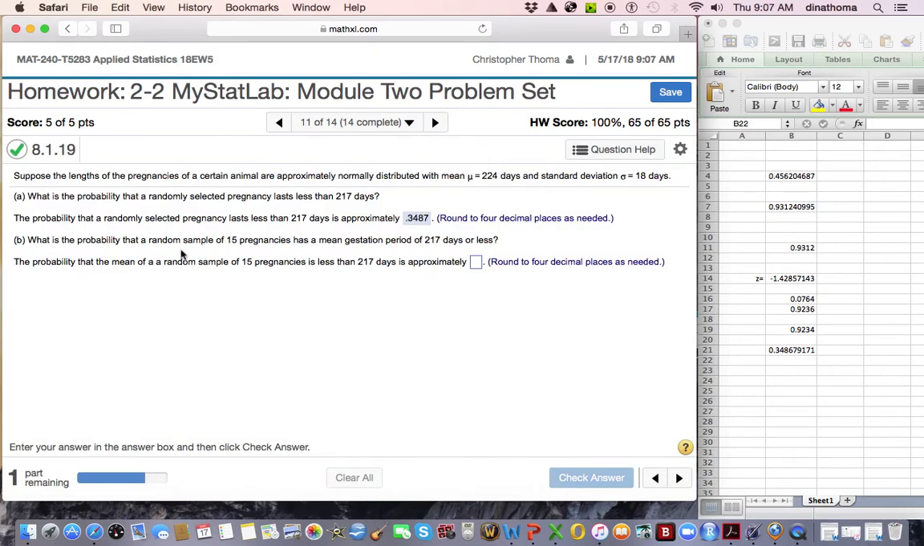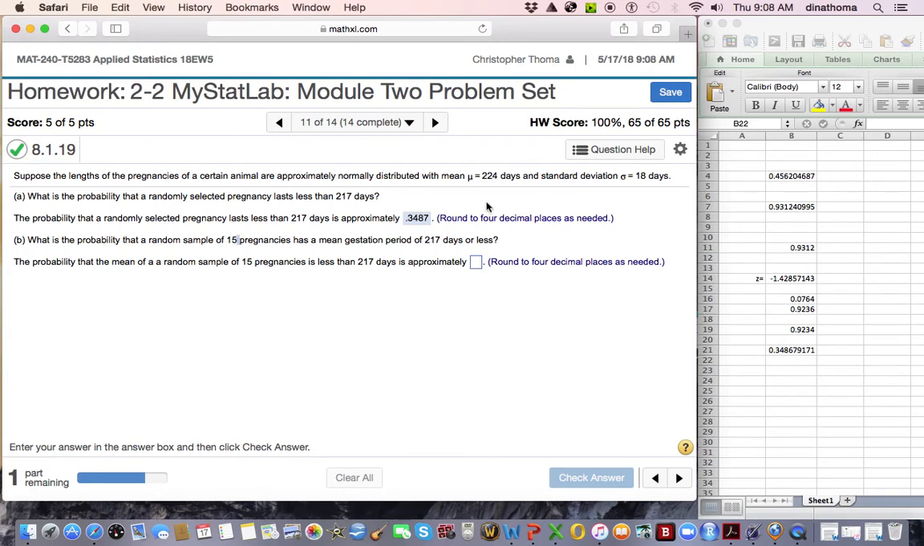Now, read part B again. What is the probability that we're going to select a pregnancy? So what they don't have here is a 1, but we're only selecting one pregnancy. Here, we're selecting a sample of 15. Now I must apply the central limit theorem.